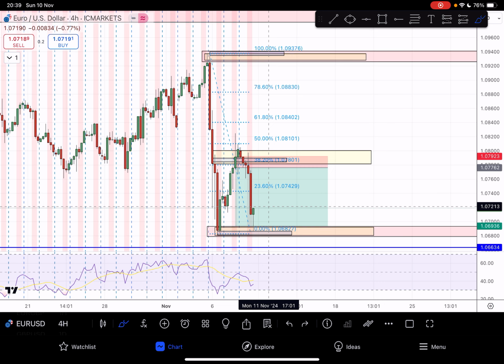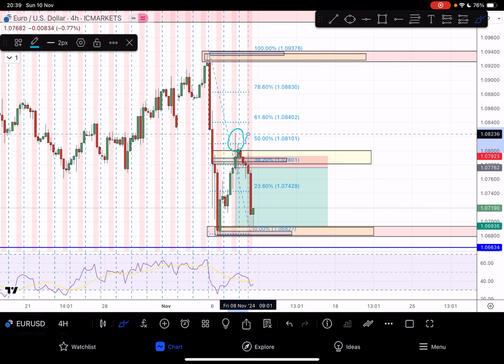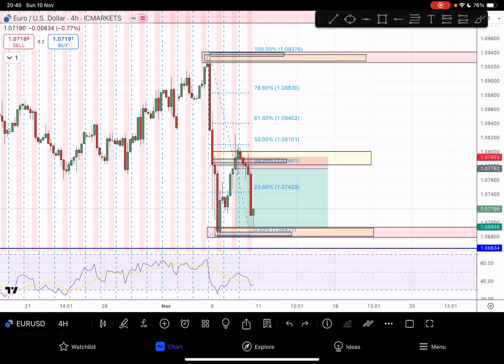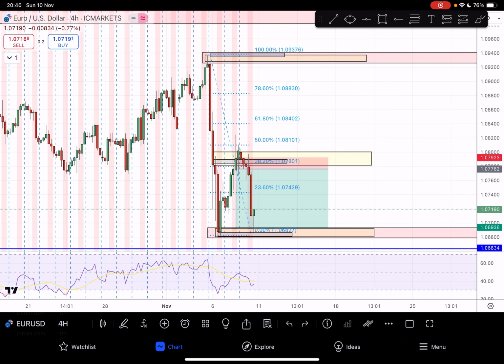What I'm going to do is, because this is the most recent lower high on an H4, this will be the new H4 level. So I'm just going to drag it up slightly. You can see this is a trade from last week.